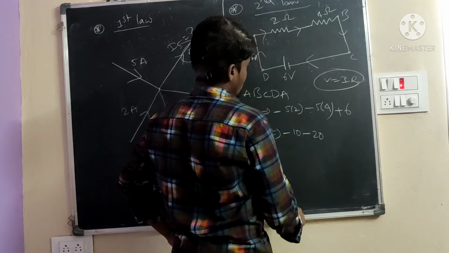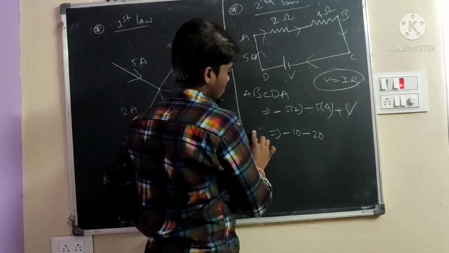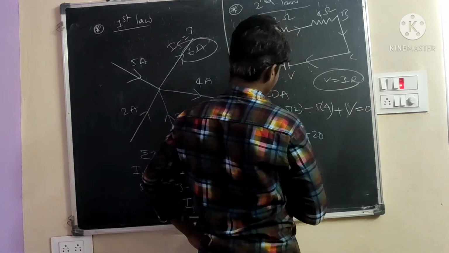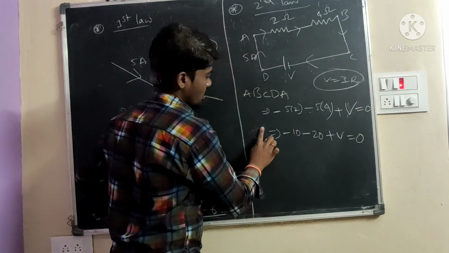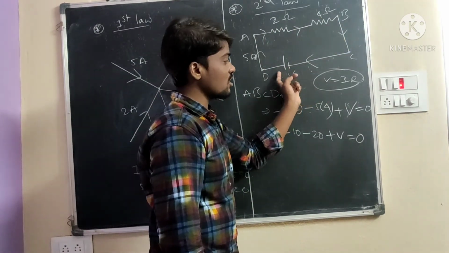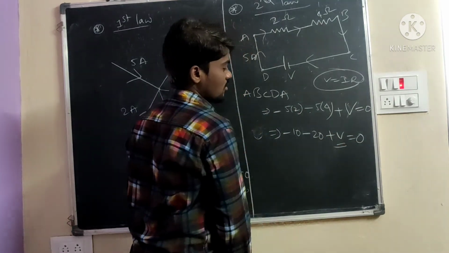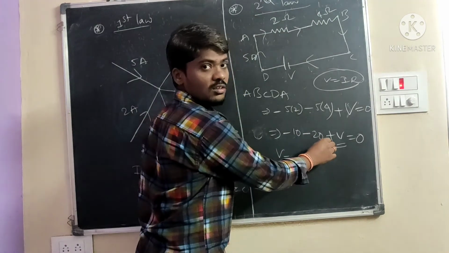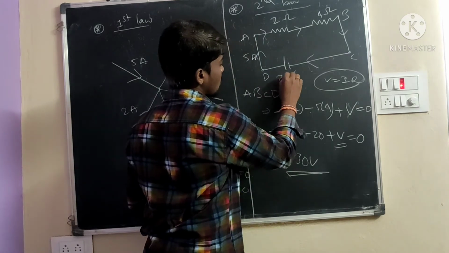For example, this is V. V is equal to 0. For the total circuit, this is a closed circuit. Closed circuit means the potential difference is 0. How much is the potential difference? Battery V equals minus 30, 10 plus 20, 30. This one will be 30 volts. The battery is 30 volts.